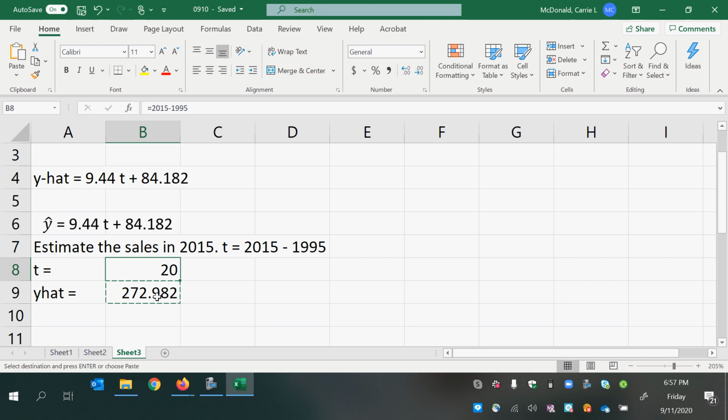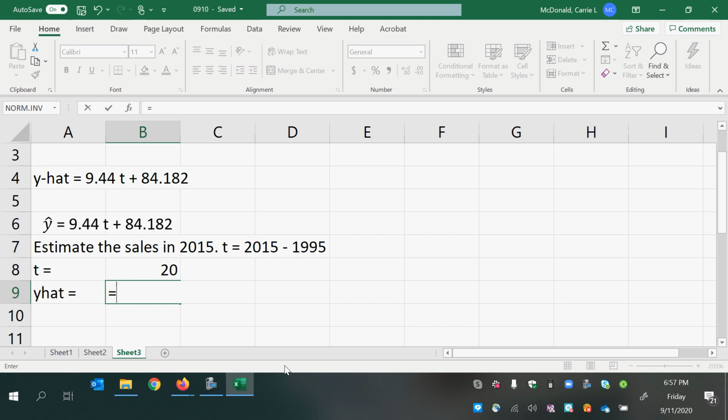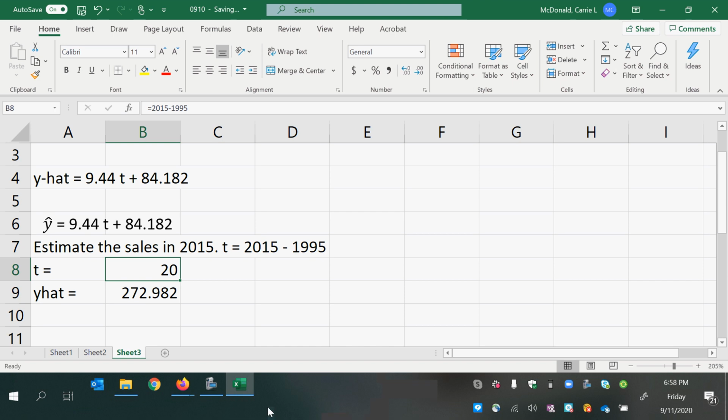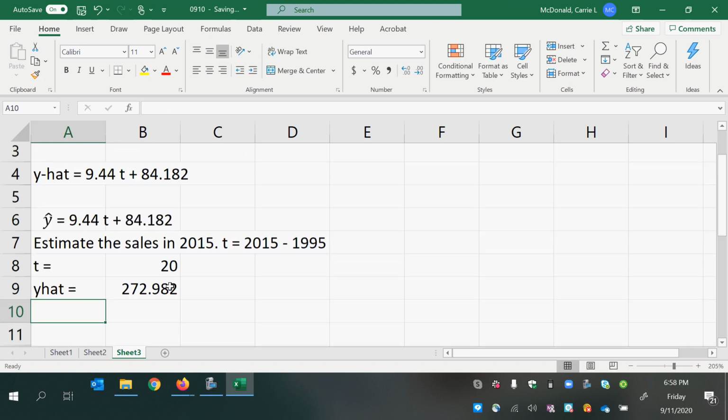Now, you can also do this as a relative reference if you want. Instead of typing in the 20, you could have typed it this way: 9.44 times this cell, which contains our t value, plus 84.182. And the reason this might be useful is if you did a similar example and you were given a different number of years, then you could just change the number and automatically get a new estimate. Just a little thing you can try doing if you want.